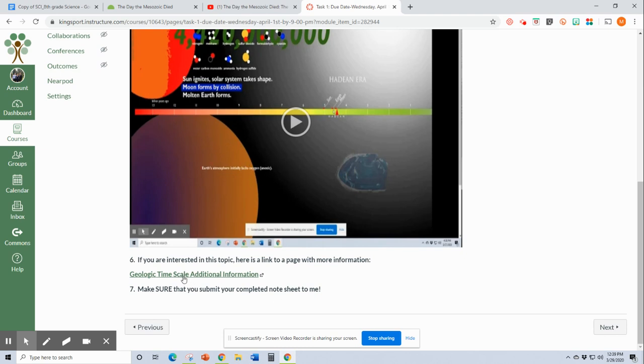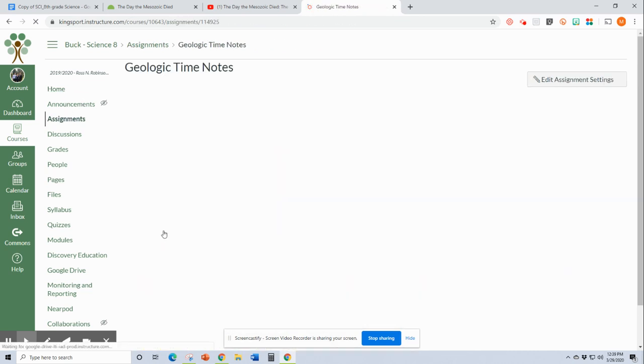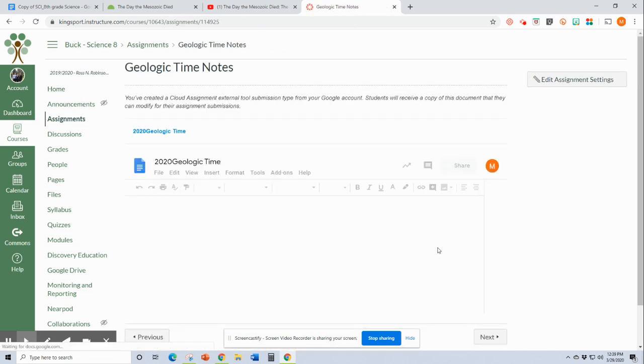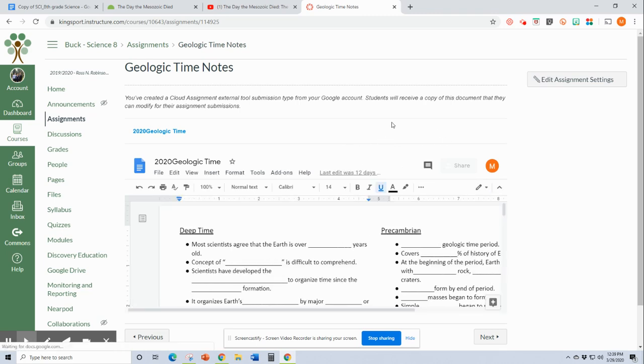And then we added a little bit of extra things. If you're interested in this topic and you like it, you can explore this. Okay, you can click here. And then finally, just a reminder to submit your completed note sheet to me. So remember, when you are ready, you will go back into Canvas. Okay. Yours will look like this, except it will have a big submit button, okay? Mine doesn't because I'm the teacher, but you'll have a big submit button right there and you'll submit it in.